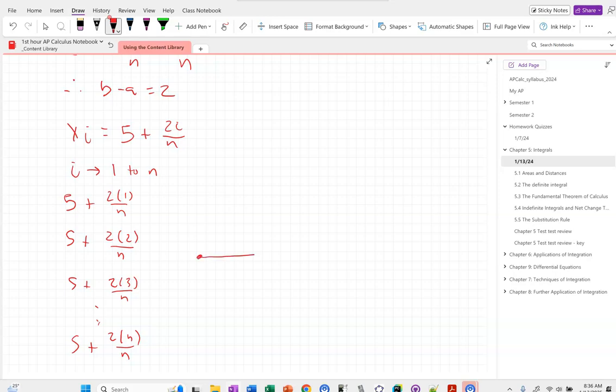So if I think about this on the number line, my first subdivision starts here at a and ends at 5 plus 2 over n. My second subdivision starts at 5 plus 2 over n and ends at 5 plus 4 over n. What is a looking like it's going to be? 5. Yeah, exactly right. So this looks like my a. Addie, does that feel okay?